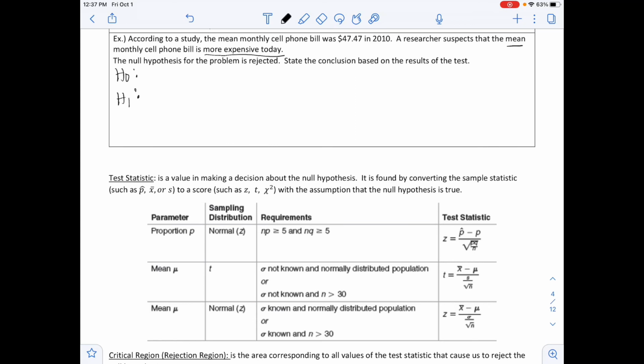It does say mean monthly cell phone bill, so I'm going to go ahead and put mu for both of these. H naught does get an equal sign. And it does say more expensive today, so meaning more expensive, my alternative is going to be greater than. And then the amount that we are going to have is that $47.47.